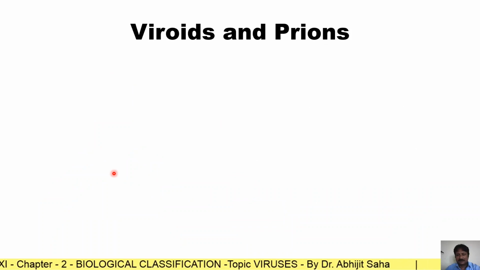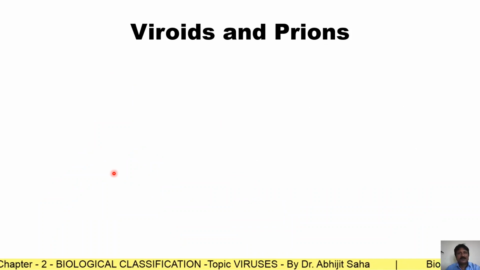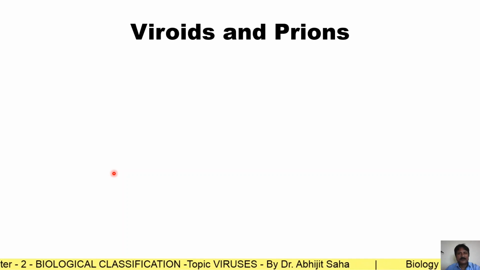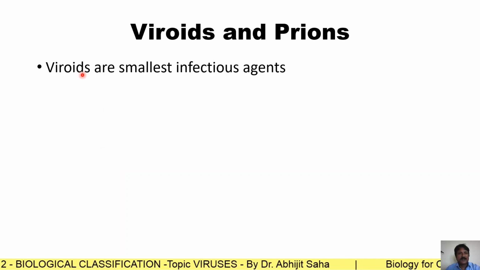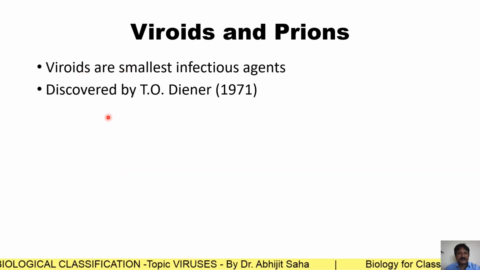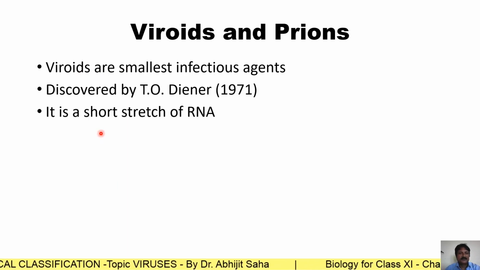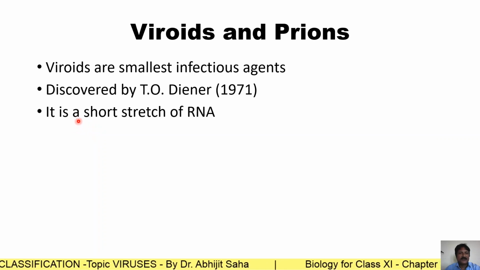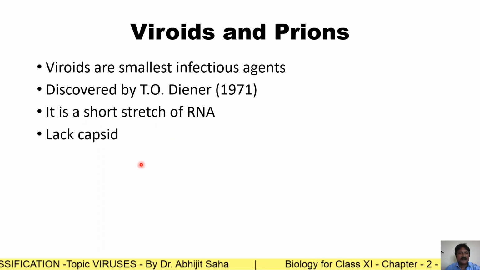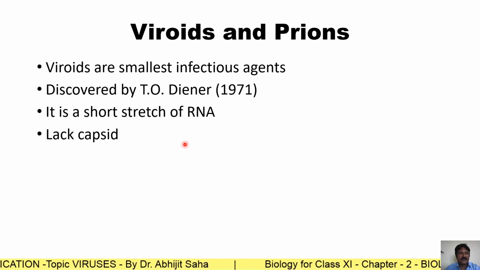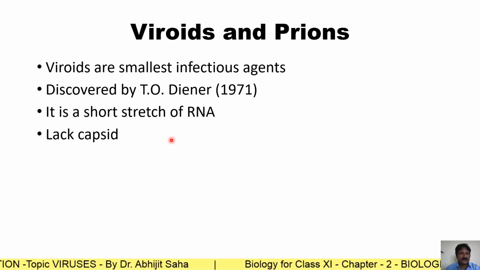Now, the last part, viroids and prions. Viroids are the smallest infectious agents, discovered by T.O. Diener. These viroids are actually a short stretch of RNA. They do not have any capsid, no protein capsid like the viruses.